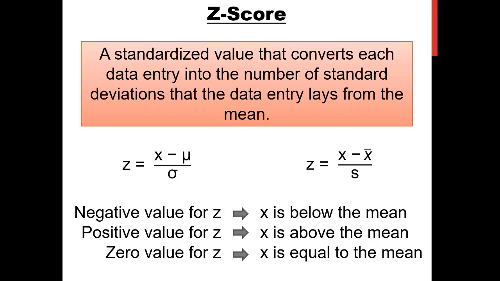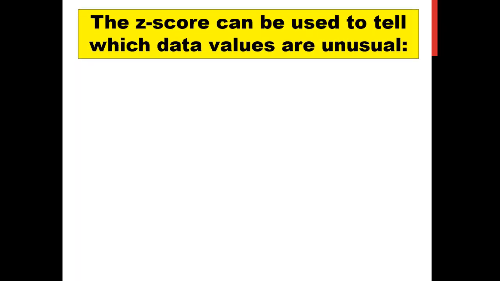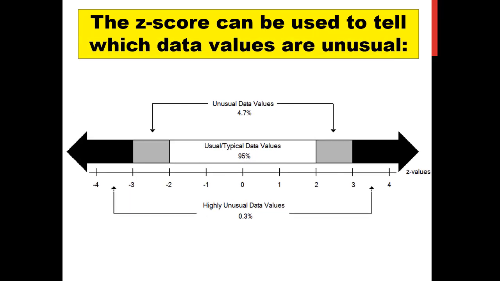Now, what you can use these z-scores for is to compare values on differing scales. So the z-score can be used to tell which data values are unusual. Remember this graph that we got when we were studying the empirical rule. Any data value within 2 standard deviations was considered a normal typical value. Any data value from 2 to 3 standard deviations away was unusual, and anything beyond 3 standard deviations was highly unusual and suspicious. So what a z-score does is it converts a data value into the number of standard deviations it is away from the mean. And that will tell us whether it's a usual typical data value, an unusual data value, or a highly unusual data value.